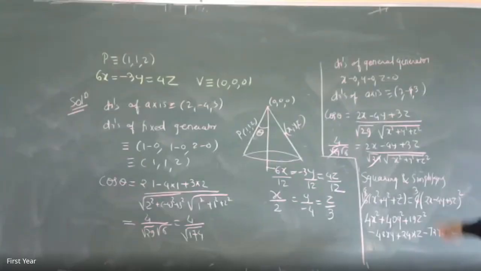So again you can see since the vertex was origin, we again got a homogeneous equation of second degree. So that's the equation of right circular cone. So if you don't know theta, you can find theta in this way.